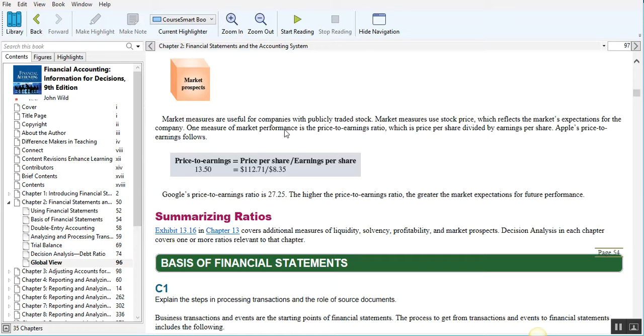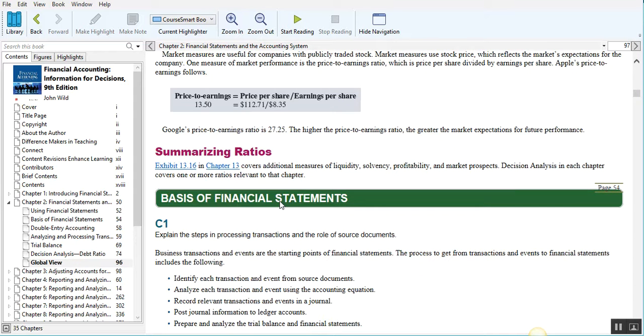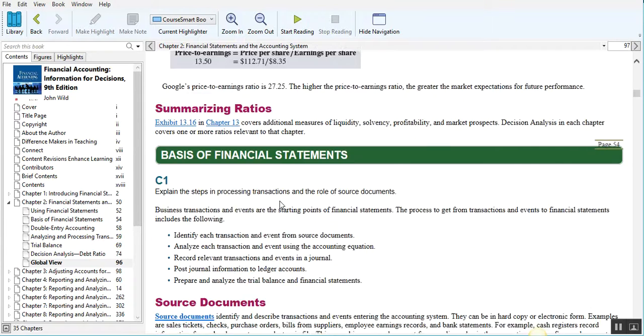And then finally, they're looking at market prospects. And what this does is it compares the price per share that's being paid for our stock in the market to the earnings per share that we're reporting in the income statement. So the price per share is what outsiders are paying for our shares of stock, and we're comparing that to the actual earnings per share that we have. And so the price to earnings ratio here is 13.5, which is good. Google's is better at 27.25. So those are some of the ratios, and we'll get back into those later.